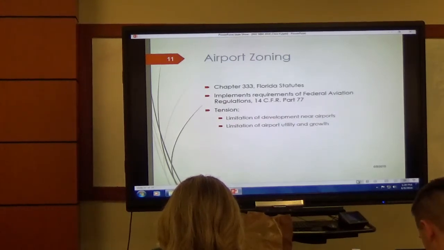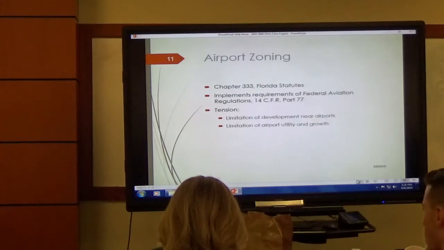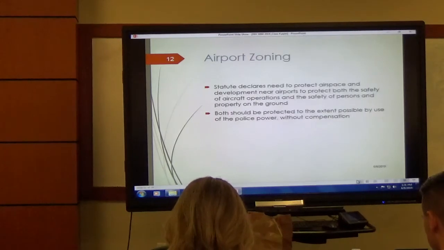So as the airport landowner, whoever owns the airport, a city, county, whatever, as they seek to expand or enlarge the footprint or grow the size of the terminal, that's going to bring more traffic to an airport, it creates this tension. But this statute in Florida takes the presumption that controlling zoning is for the purpose of protecting the investment in the airport so that the airport can continue to function. Some of the uses and some of the ways that protect airspace and development near airports protect both the safety of aircraft operations and people on the ground, and both should be protected to the extent possible by using police power without compensation. This is a summary of what is found in Chapter 333 Florida Statutes.